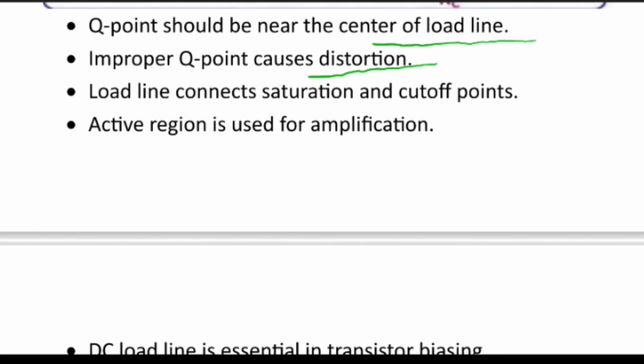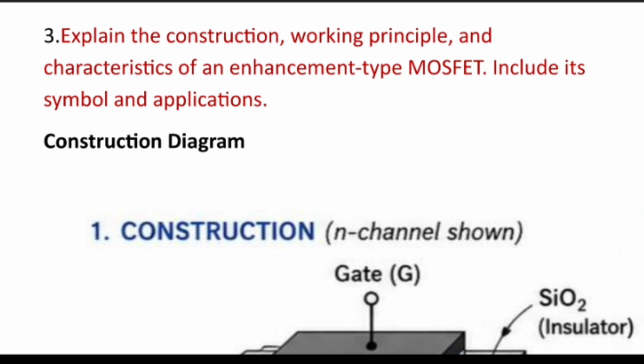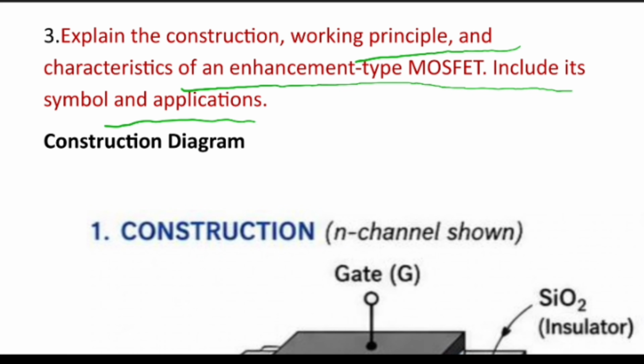The load line connects the saturation and cutoff points only. The active region is used for amplification. Next, the DC load line is essential for transistor bias. Next, explain the construction, working principle and characteristics of the enhancement type MOSFET with symbol and applications.